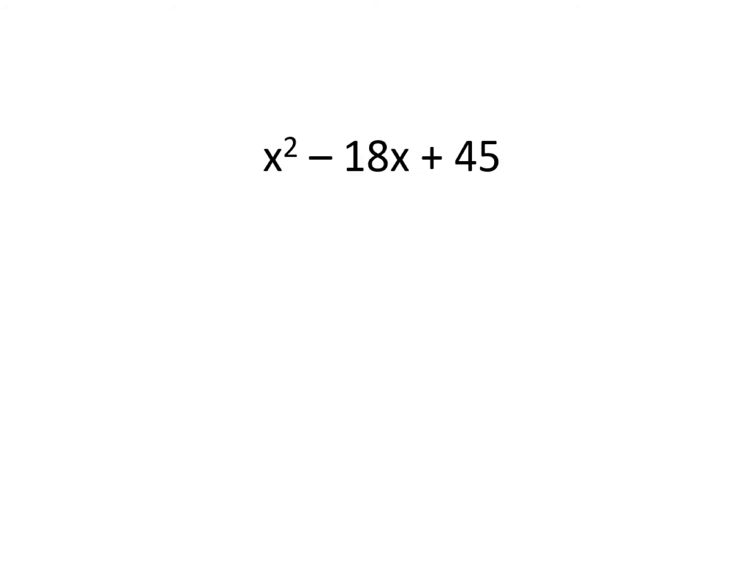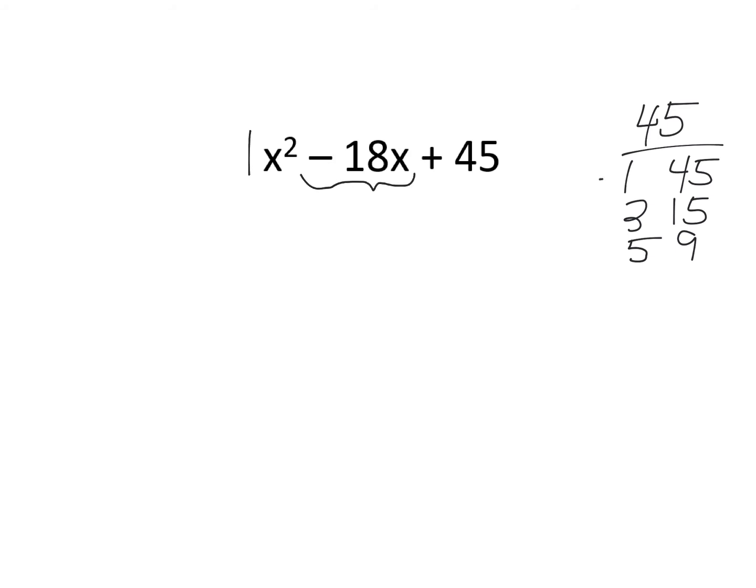Okay, here we go. A times C, my 1 times 45 is 45. Then I have a 1 and 45. I have a 2, 3 and 15. 4, 5 and 9, 6, 7, 8. Nope, that's it. Now, because this is a positive 45, they're either all going to be positive or they're all going to be negative. Well, if they're going to add up to be a negative 18, what do you think? Yeah, they're all going to have to be negative.